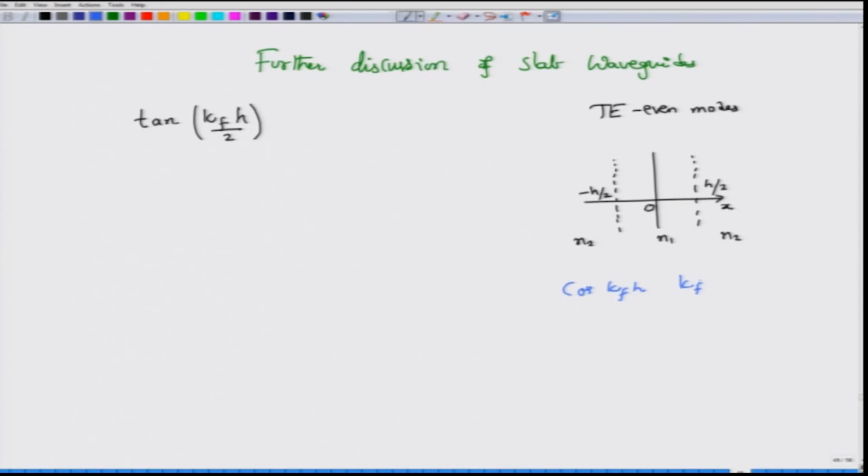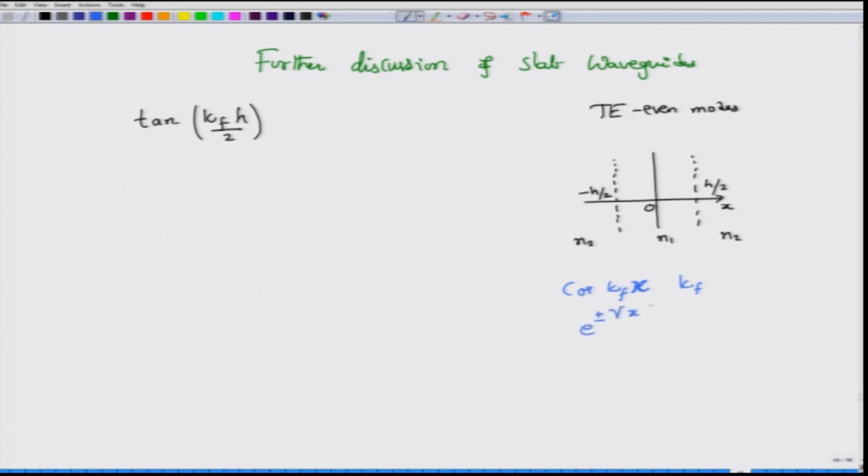So, we need to solve this equation to find out kappa f, but once you find kappa f, then it is possible for you to sketch these modes, right. This is not kappa f h, this is kappa f x inside the film, and outside the film, or that is outside the slab, you have decaying modes, right.